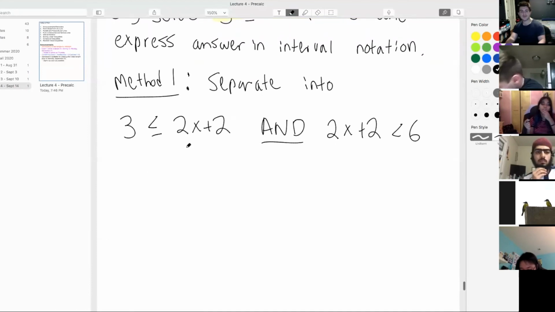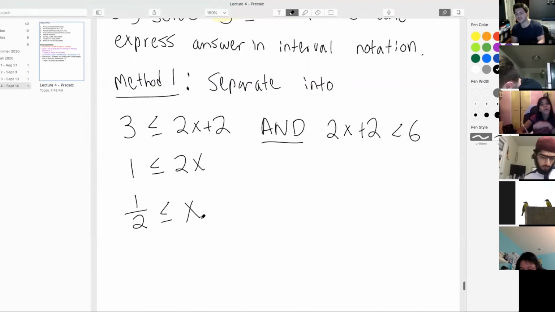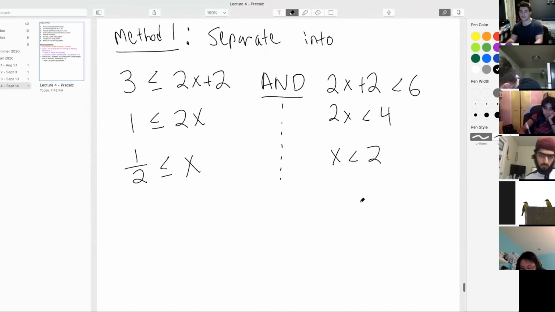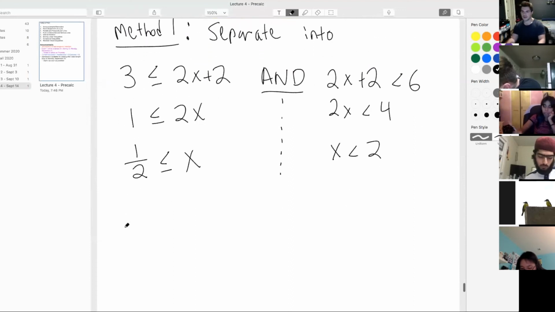So how do we do this? Let me start with the one on the left first. If I subtract 2 on both sides, I'll get 1 is less than or equal to 2x. Divide both sides by 2, I'll get that 1/2 is less than or equal to x. That's the left one. And how about the right one? This will be 2x is less than 4. Divide both sides by 2, x is less than 2.